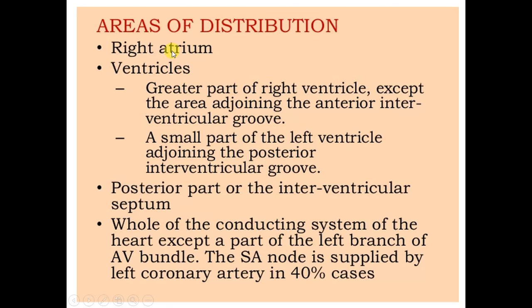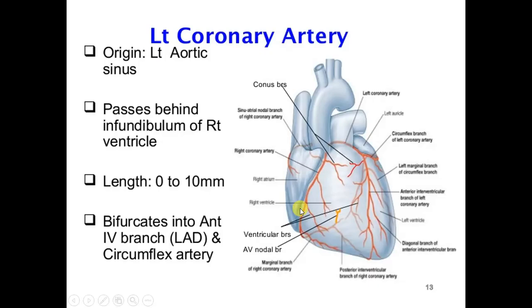The area supplied will be the right atrium and right ventricle, mainly supplied by the right coronary artery. A small part of the left ventricle also, the posterior part of the interventricular groove, and the interventricular septum also. The whole of the conducting system except the left branch of the AV bundle, and the SA node is supplied in 40% of cases.